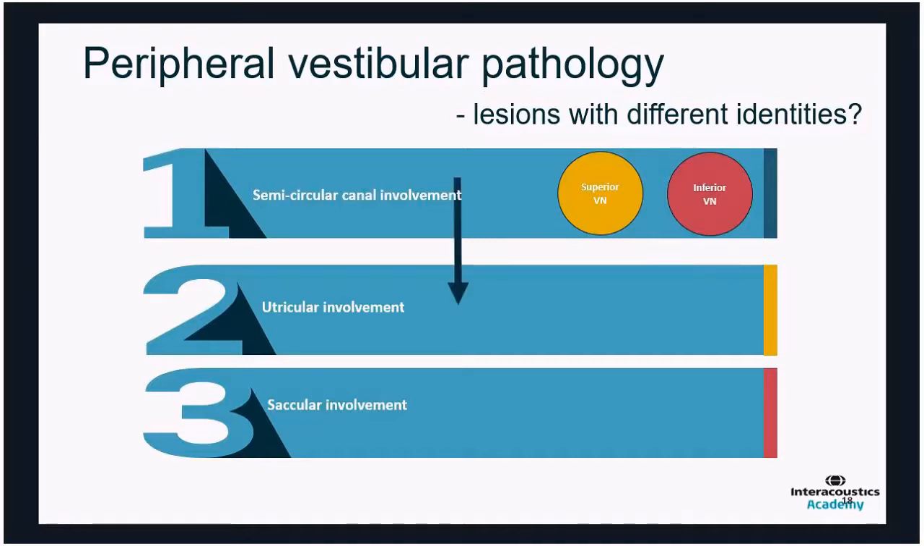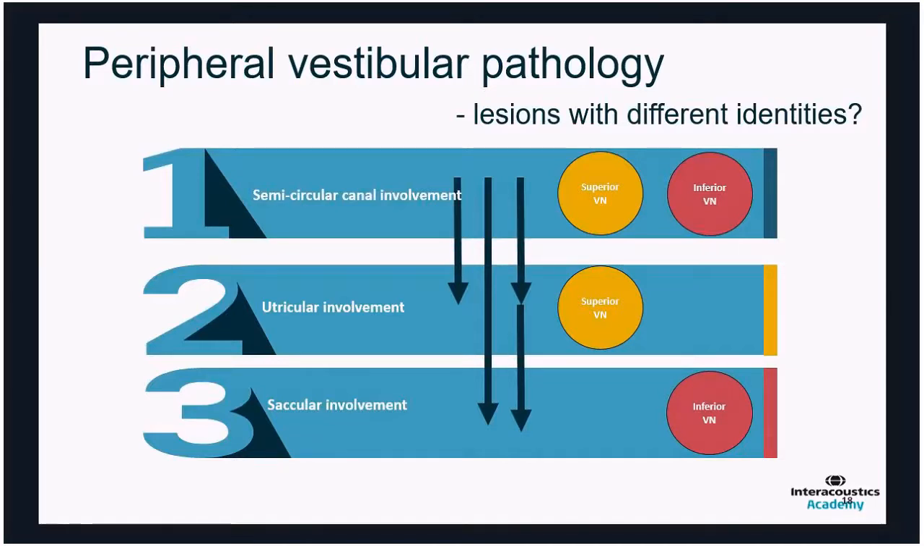We could add that into a utricular involvement, so we could have patients that present to us with a semicircular canal hypofunction, which also then has a utricular hypofunction. So again, that would involve our superior vestibular nerve. We could have a patient that presents to us with semicircular canal pathology, but has a saccular involvement as well. And that again would include the inferior vestibular nerve. Or in fact, we could have somebody who has complete unilateral vestibular hypofunction, who then has lost semicircular canal function, utricular function, and saccular function.